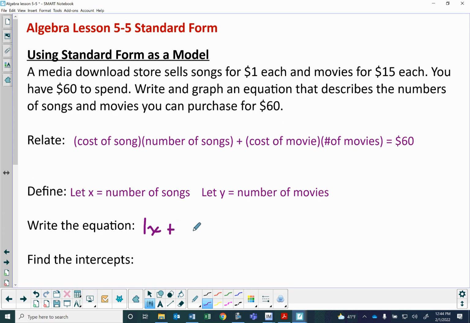plus, now I have my cost of my movies. Well, movies are $15 each, times the number of movies, which is y, has to equal 60. Now you know why I typed it, because my handwriting with a mouse is not very good.